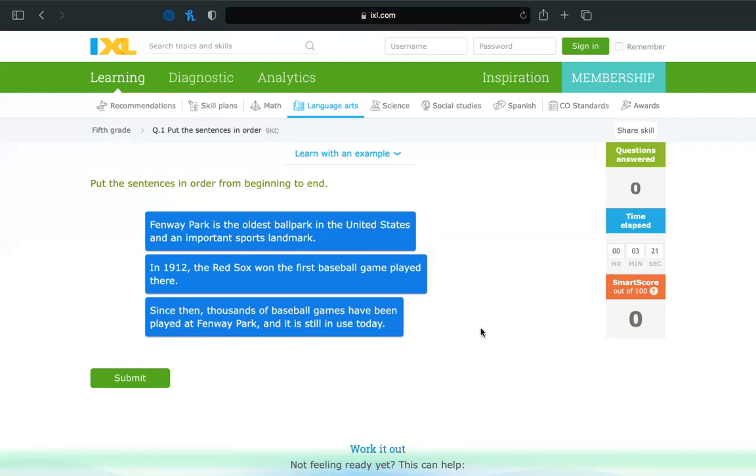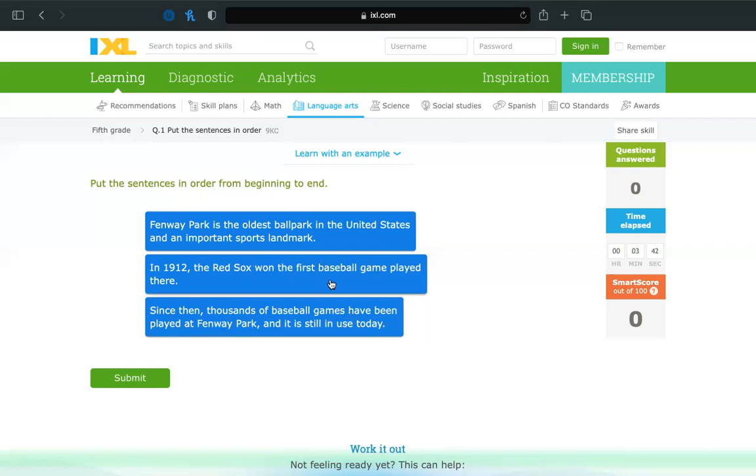So the actual detail of the park is in the second sentence: In 1912, the Red Sox won the first baseball game played there. And we know that this makes sense because the final sentence begins with "since then." So it's having a transition from the second sentence to this last sentence.